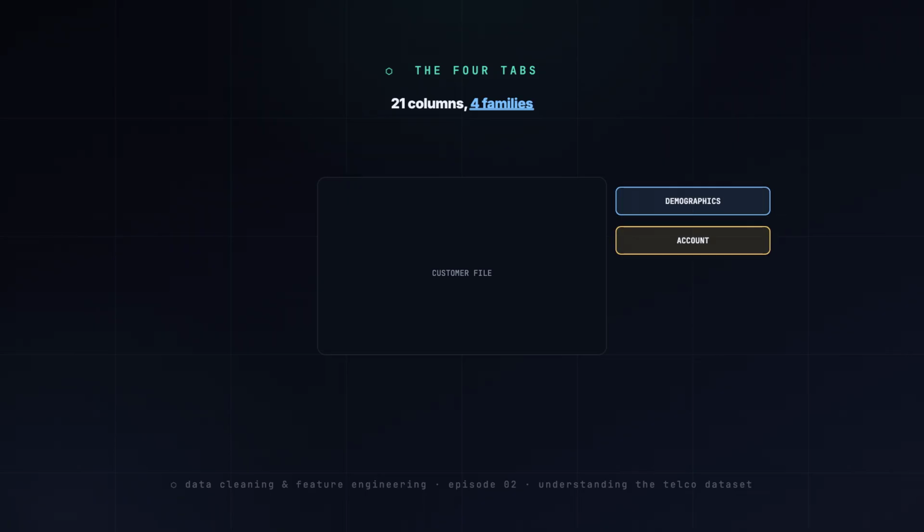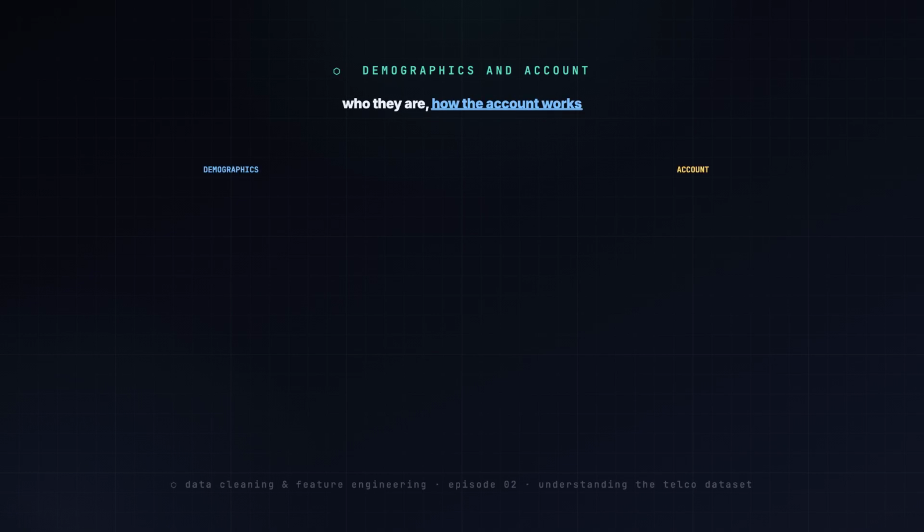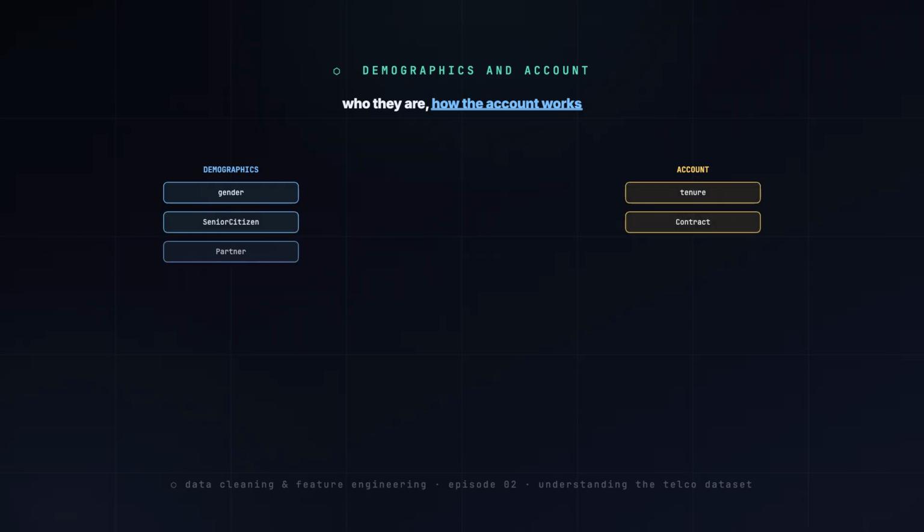Think of a customer's folder with 4 tabs: who they are, how their account works, what services they bought, and what they pay. Tab 1: demographics, gender, whether they are a senior citizen, whether they have a partner or dependents. Tab 2: account, how long they have been a customer, their tenure in months, their contract type, and how they pay the bill.